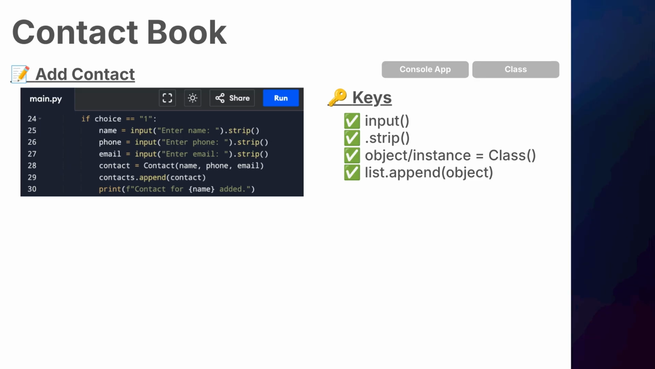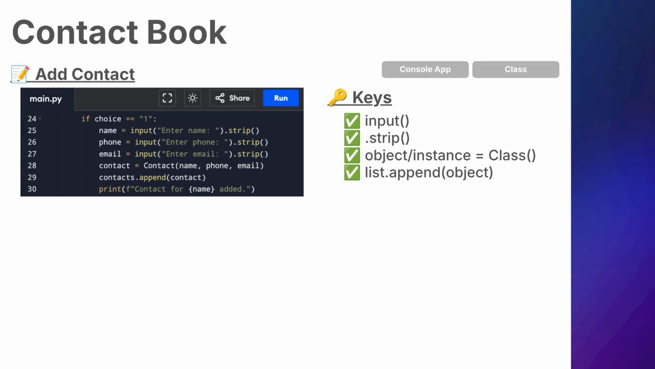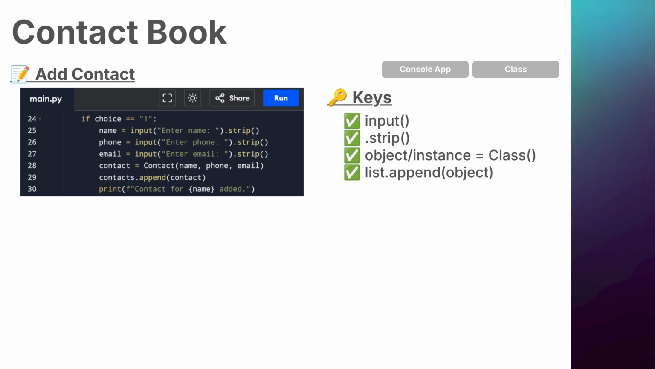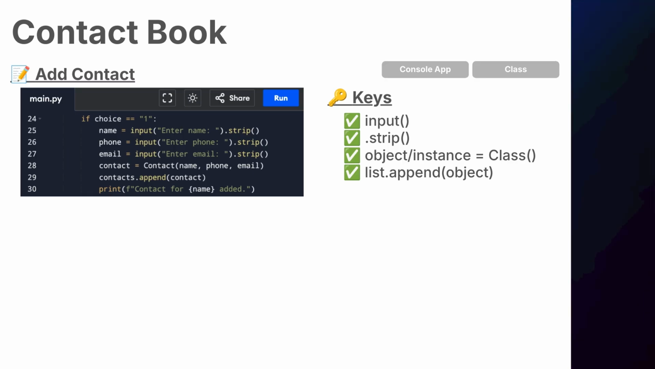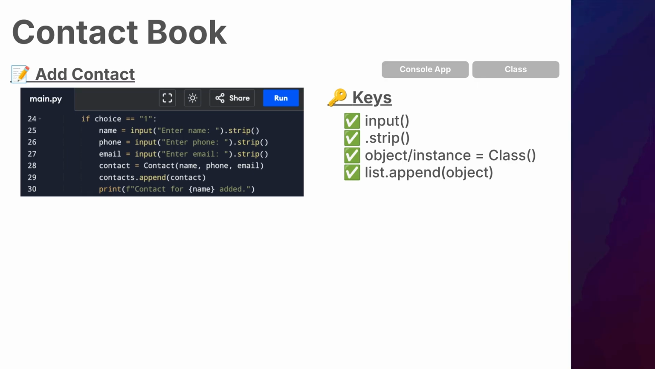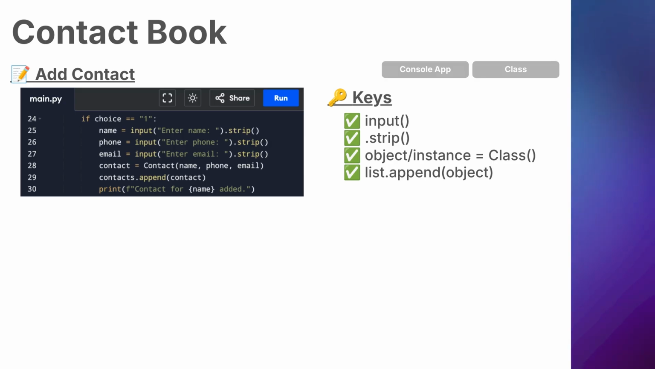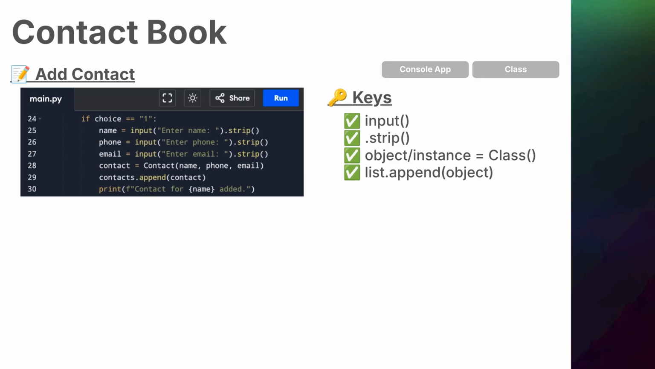Once we've collected the 3 pieces of data, we create a new contact by calling our class like a function, passing in the name, phone, and email. This triggers the init method we wrote earlier, filling in all the details for that new object. Now we have a fully formed contact stored in the variable contact.